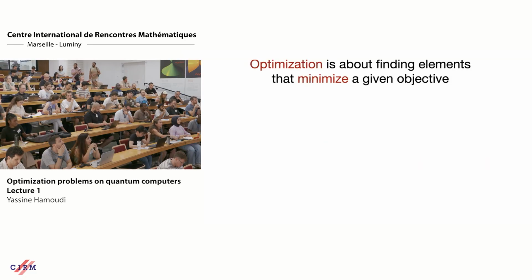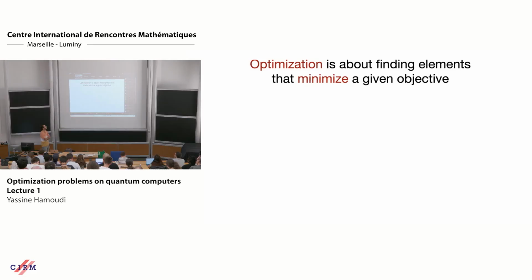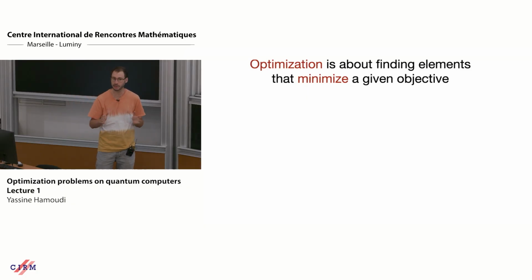Okay, so let's start with the basics, which is: what is optimization? I think you all have an idea of what optimization is, but let's give some concrete description so we all have the same thing in mind. Optimization is about finding elements that minimize a given objective. You define an objective that you want to minimize, and you want to find the element that gives you the smallest possible value for that objective.